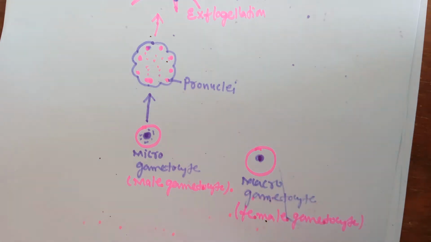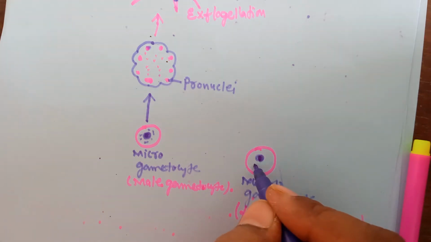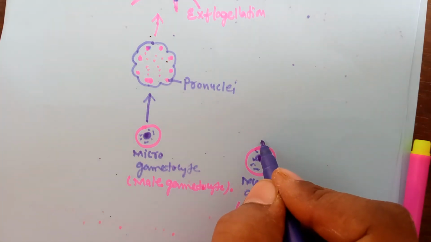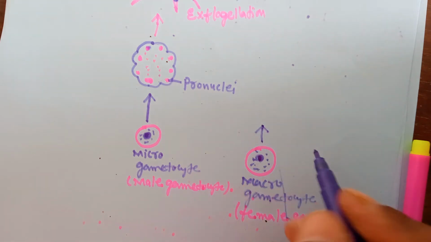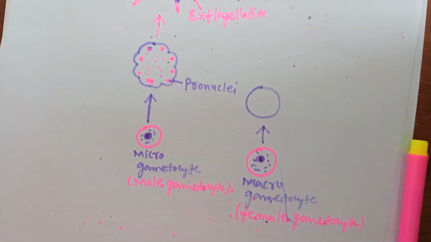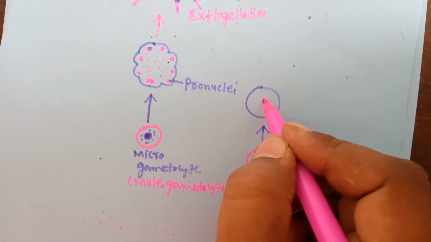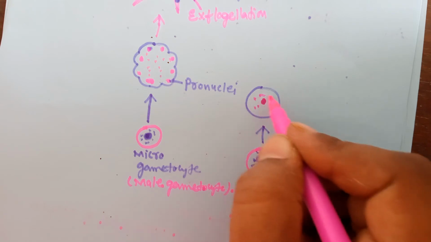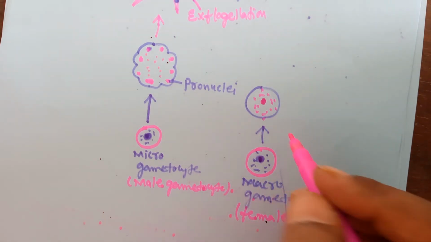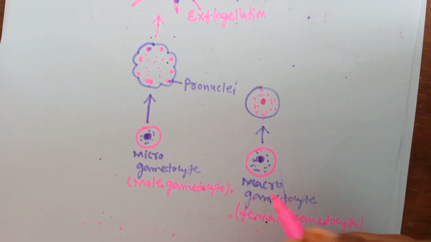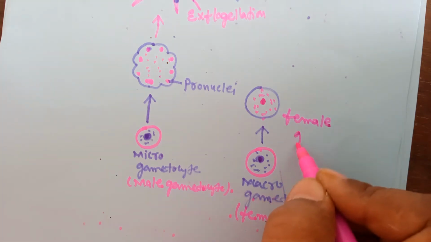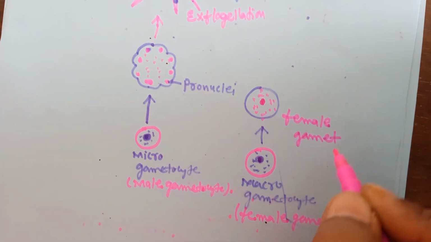The macrogametocyte is also called the female gametocyte. The nucleus can divide, and the female gamete is formed.